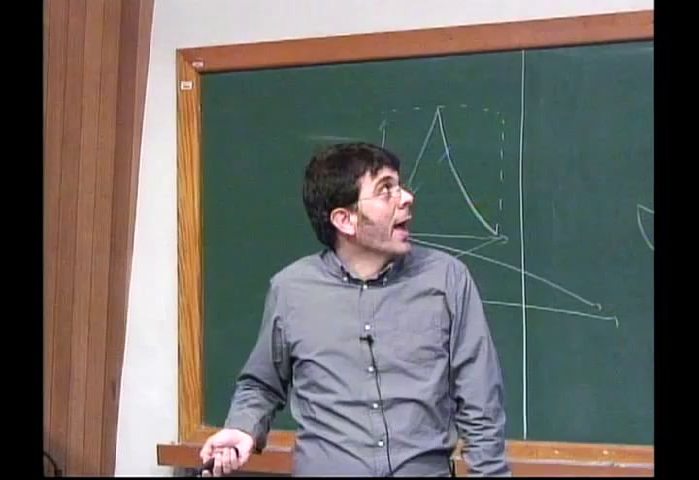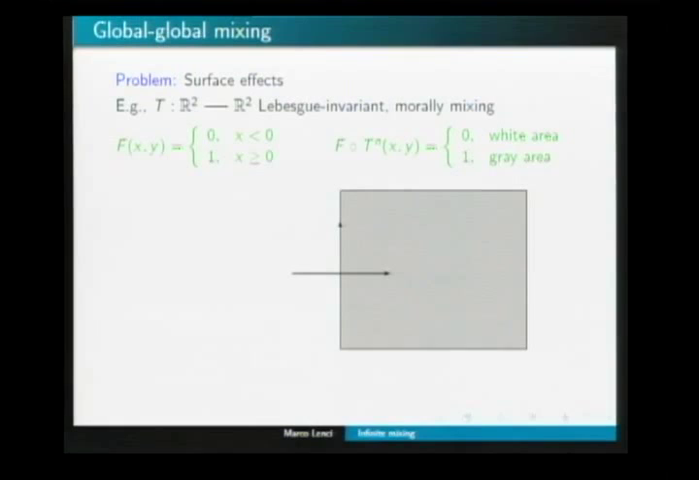Because there are problems that are actually known in statistical physics, and people know how to deal with in that field. But suppose you take any transformation from the plane to the plane, just because that's my favorite example, that is Lebesgue invariant, and mixing. I mean, you want it to be mixing. It's a transformation that you want to call mixing. For instance, it could be the random walk that I mentioned before.